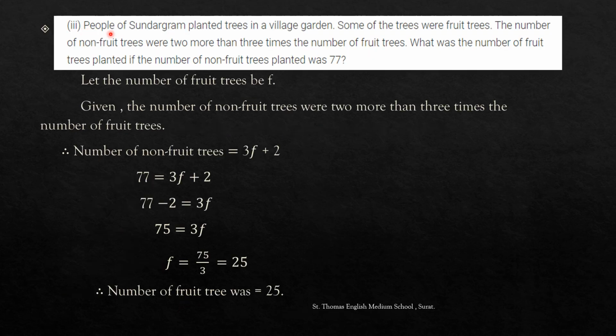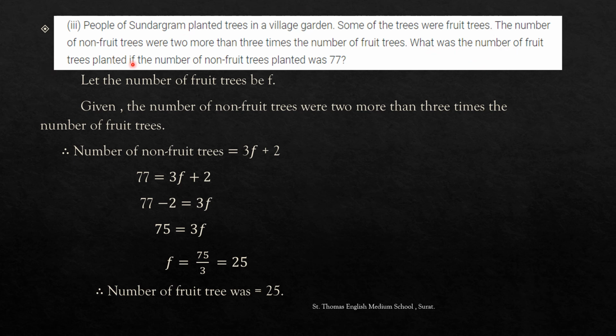Question number 3. People of Sundargram planted trees in a village garden. Some of the trees were fruit trees. The number of non-fruit trees was 2 more than 3 times the number of fruit trees. What was the number of fruit trees planted if the number of non-fruit trees planted was 77? So in a village people planted some trees, fruit trees and non-fruit trees. Clear? And we have to find the number of fruit trees planted.